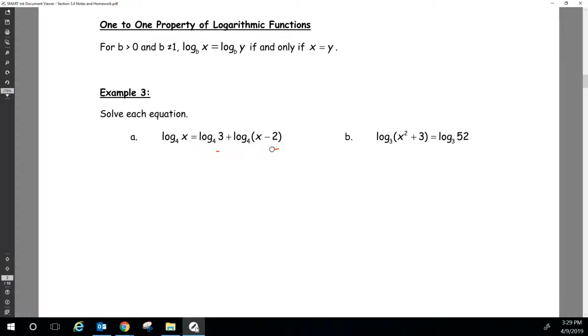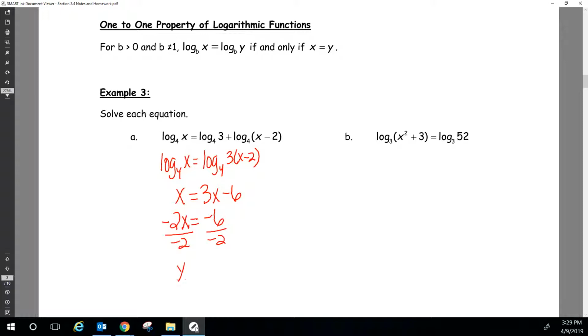So I'm going to leave log base 4 of x alone for a second, and I'm going to combine these guys. And remember, if we're adding two logs together, what do we do when we condense them? We multiply them, so 3 times x minus 2. And now since the log has the same base on either side, x is equal to 3 times x, 3 times negative 2. Going this way, I'd have x minus 3x would be negative 2x, divided by negative 2, negative 6 divided by negative 2 is 3.